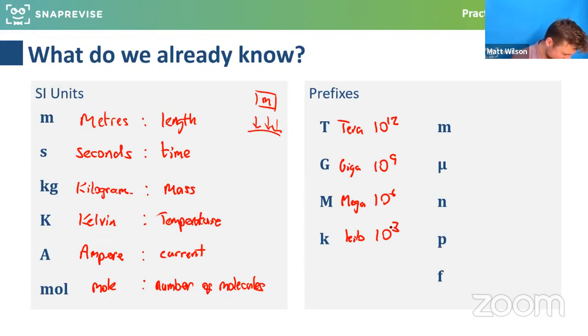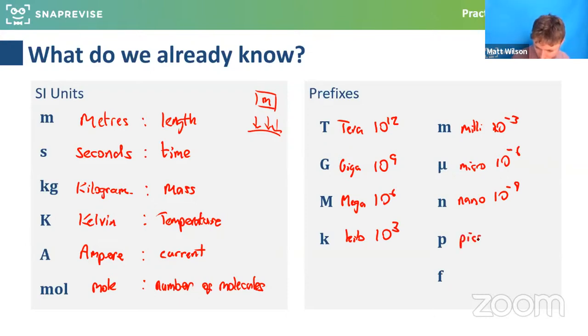Let's see. Ah, we haven't seen milli. So there's milli, which is times 10 to the power minus 3. Micro, I saw in the chat, and that's times 10 to the minus 6. It's really good to have these in your head. I think, depending on your exam board, a lot of these will be in your formula book. But it is a pretty good idea to roughly have an idea of them in your head anyway. So pico times 10 to the minus 12 and femto times 10 to the minus 15. Okay, great. I saw them all, except for maybe pico, actually. But there you go. Good.